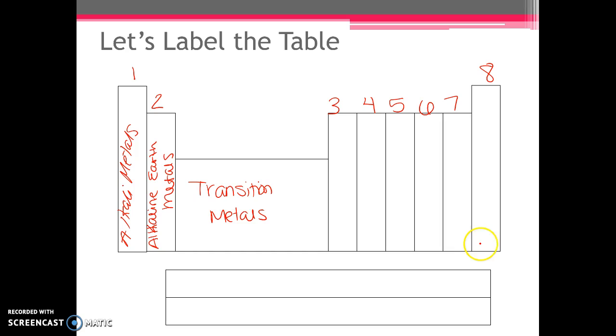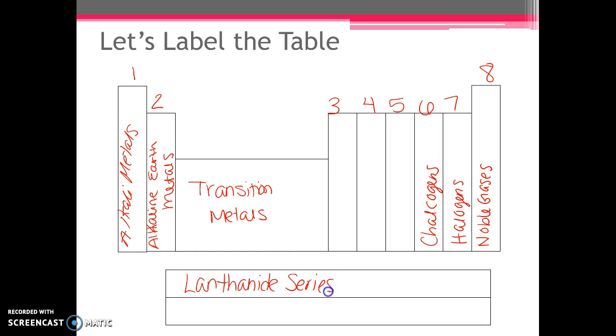Starting from the right side, these were the noble gases. Group 7 were the halogens. And group 6 were the chalcogens. At the bottom, we had the lanthanide series and the actinide series. These are also known as the inner transition metals.